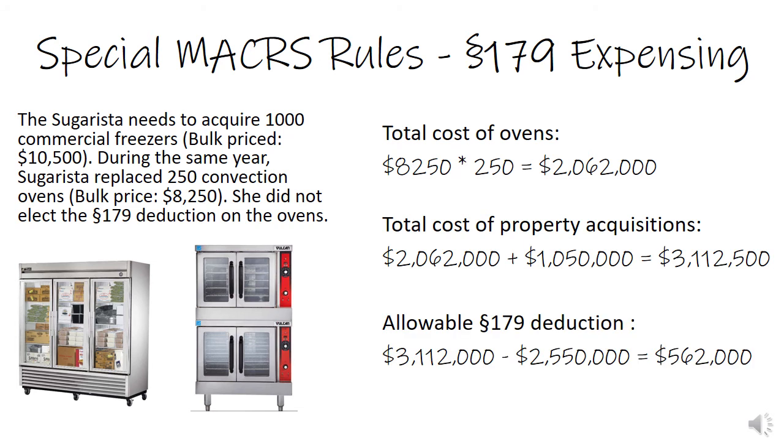For every dollar that a taxpayer exceeds the property limitation of $2,550,000, it reduces the amount of the available deduction 1-to-1. So in this case, we would compute the allowable Section 179 deduction by subtracting the limitation set forth by law from the total cost of the property acquisitions. This means that the sugarista can take $562,000 worth of depreciation in the year in which she put the freezers into service.